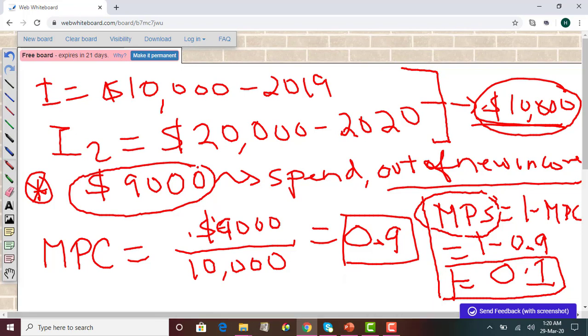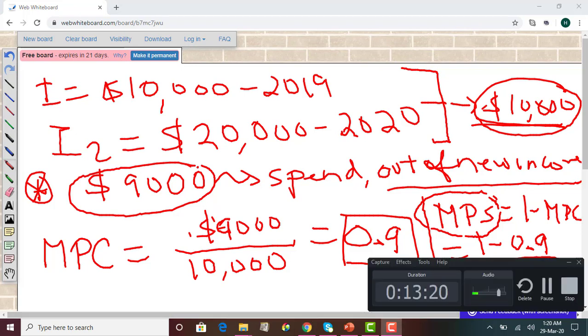So hopefully this example gives you a good idea of what MPC, MPS means, what APC and APS means. Again, make sure you do not confuse marginal propensity to save and marginal propensity to consume. I have seen many students confuse that. So make sure when I ask you a question, you look at it and see if it's MPS or MPC, if it's APS or APC. Okay. These are the building blocks. So next we are going to look into how we can use this information to calculate the impact on the economy when government increases expenditure or their spending.